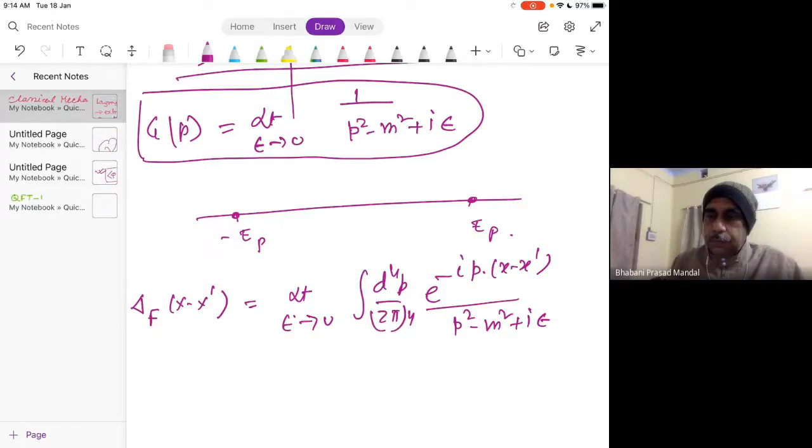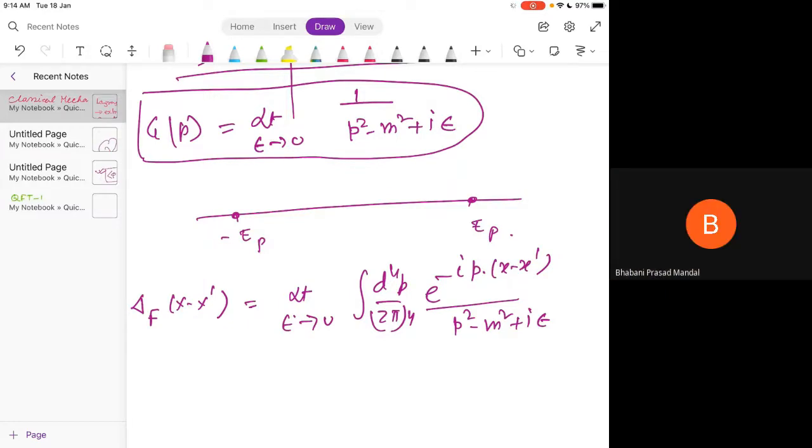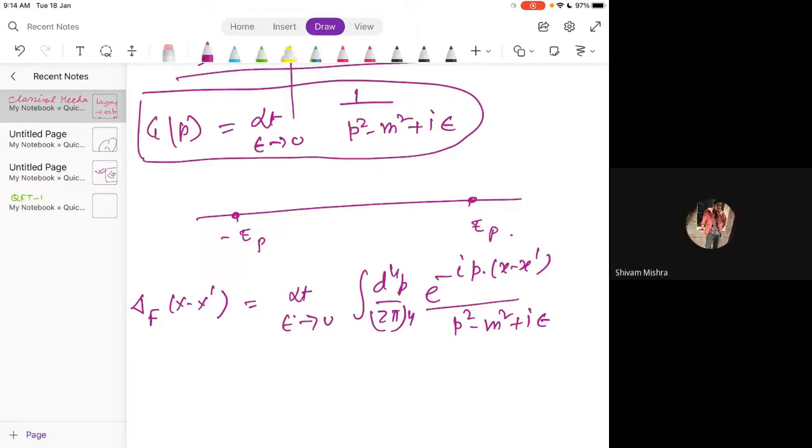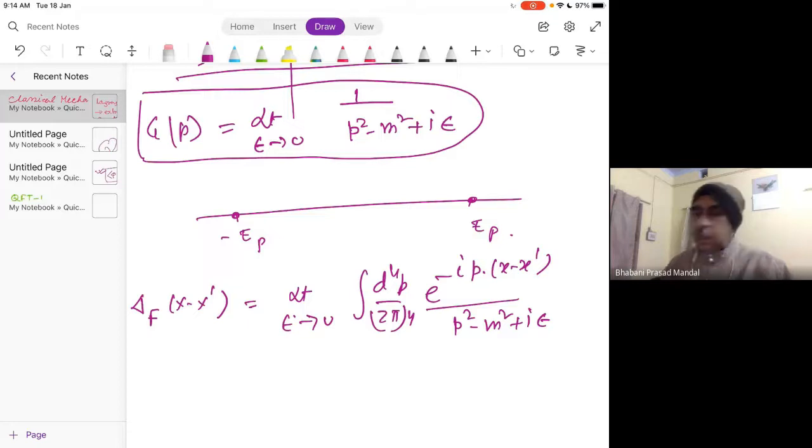Okay, so this integration I will not perform, but you can follow it from some elementary books like Lahiri and Pal, or if you have difficulties, you can tell me. Okay, can you see my screen? Yes, sir. Okay, it was disconnected from my iPad.